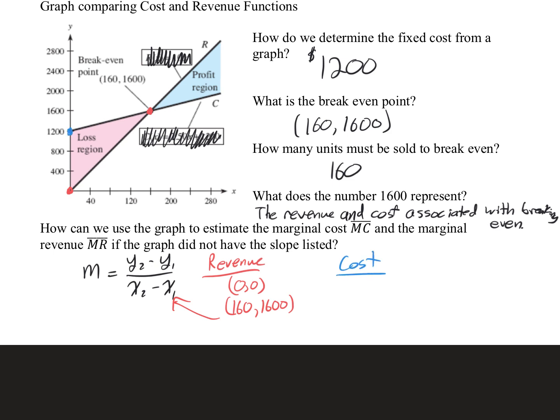What about the cost? Cost has a y-intercept of 1200, so it goes through the point (0, 1200), and then it also goes through this break-even point, so that's (160, 1600), and we can now plug these values into the slope equation if we want the marginal cost.